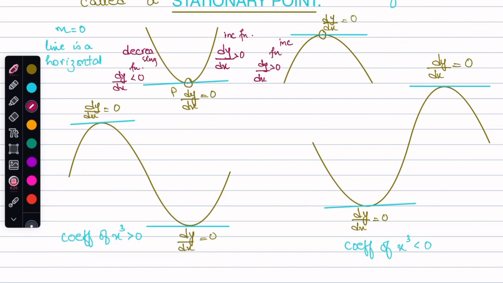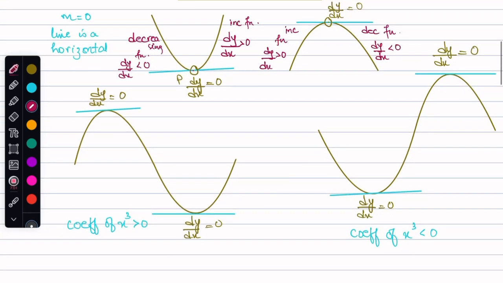and after the stationary point again I can see that it is a decreasing function. It's sloping down. So for the decreasing function here, our dy by dx shall be less than 0. So always before the stationary point and after the stationary point, the gradient changes its sign, as we have seen in both the cases.